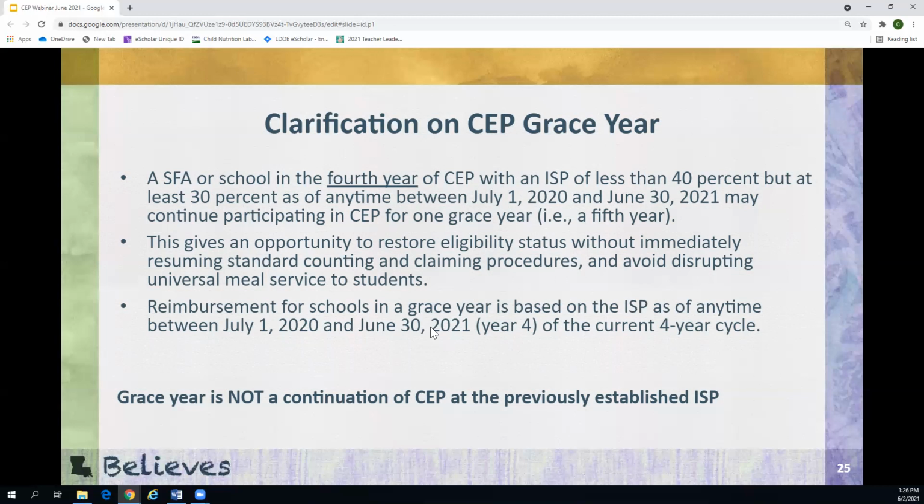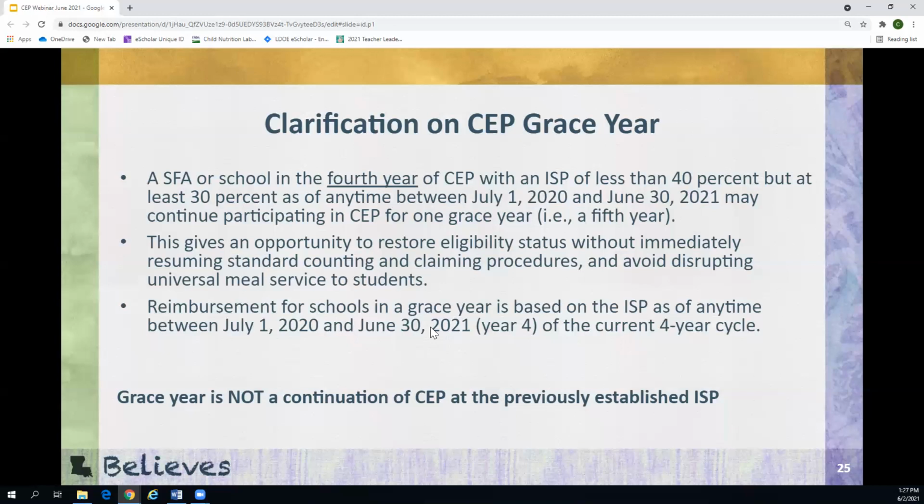Typically the reimbursement for schools in a grace year is based off of the identified student percentage data that is achieved in that year 4. So this year would be between July 1st and June 30th. But a grace year is not really just a continuation of those 4 years. It's simply an extra year to be CEP when you really don't qualify for CEP.